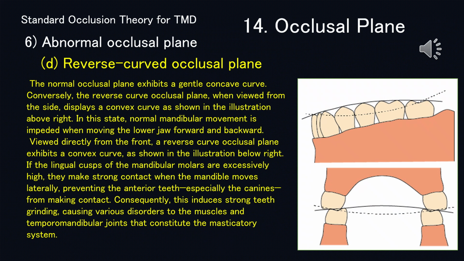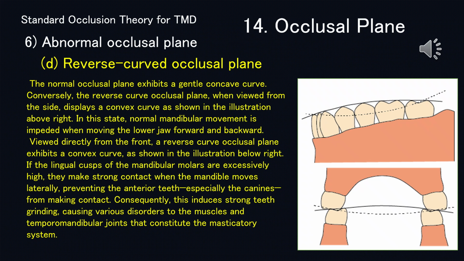D. Reverse curved occlusal plane. The normal occlusal plane exhibits a gentle concave curve. Conversely, the reverse curve occlusal plane, when viewed from the side, displays a convex curve as shown in the illustration above right. In this state, normal mandibular movement is impeded when moving the lower jaw forward and backward.